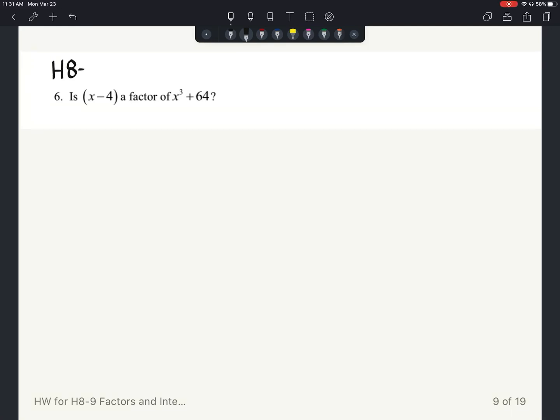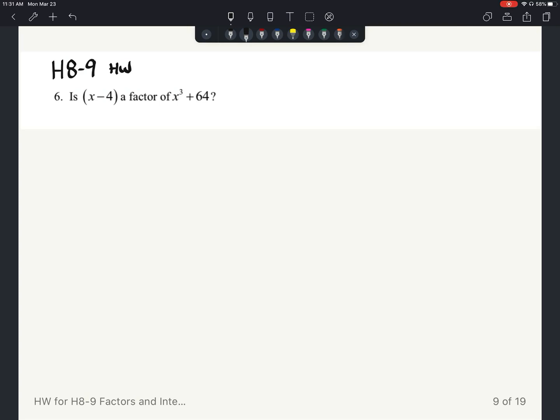Welcome to problem number 6 from the H8-9 homework. So it says, is the quantity of x minus 4 a factor of x to the third plus 64? Okay, so there's a couple ways that we could figure this out.